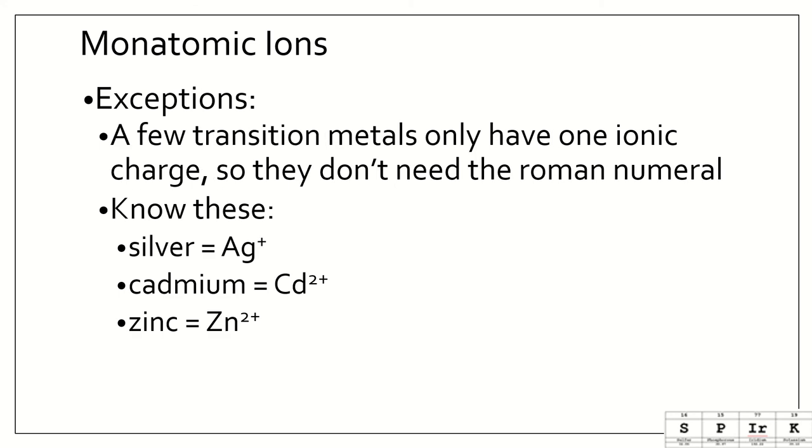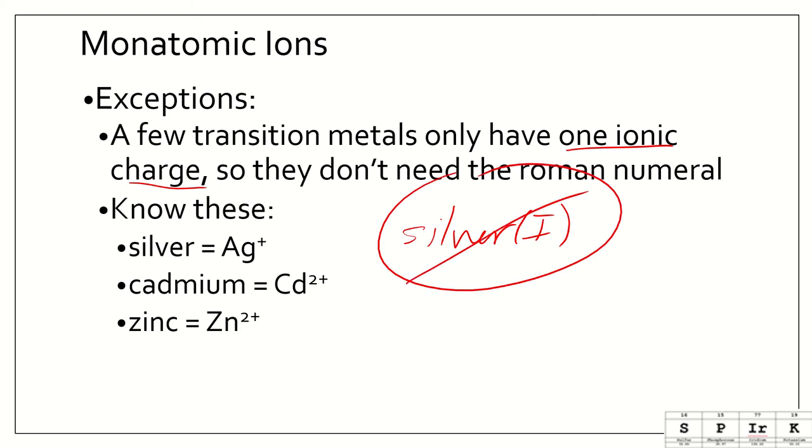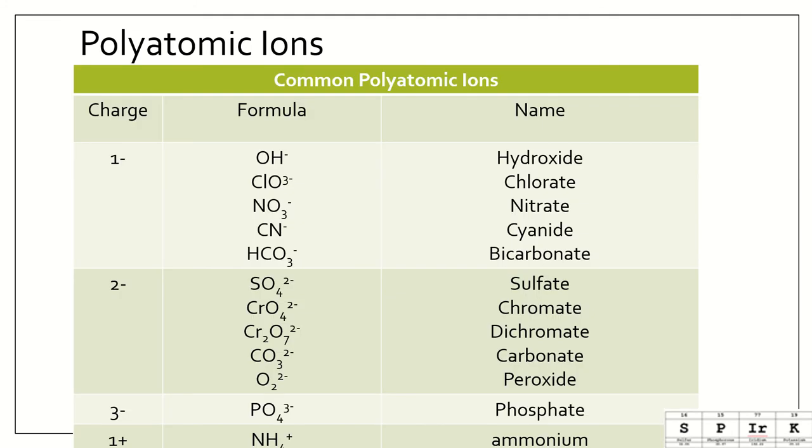So there are a couple exceptions. A few transition metals only have one ionic charge, so they don't need the Roman numeral. And if you include the Roman numeral, that is incorrect. So for example, silver is a D block element. It is a transition metal, but it is always Ag+. So we never write silver 1. It's always just silver. Same goes for cadmium and zinc. So you need to remember these three. You need to know their symbols, their charges, and that they do not get Roman numerals.